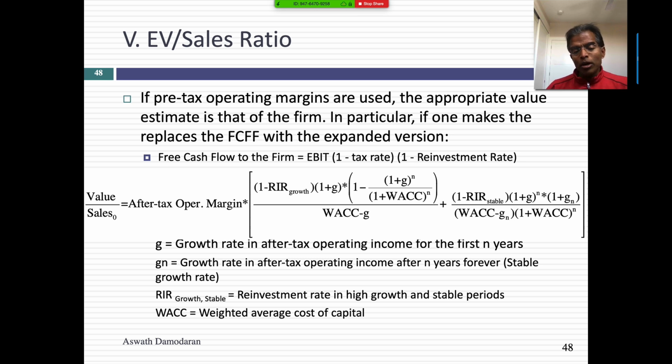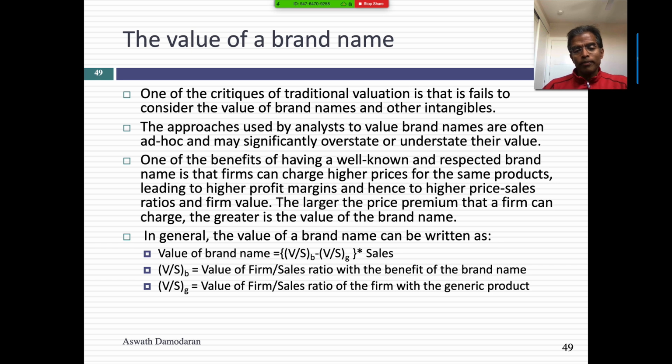So with every multiple, you're trying to extract the variables and find the variable that you should be most focused on when you use that multiple. Now I'm going to use the EV to sales ratio to try to answer a question that many people are interested in. In fact, in valuation, it often pops up after the fact. In what sense? You've done a valuation of a company. It has a brand name, and the company is convinced that the brand name has value. We don't know that. Every company claims to have a brand name value, and they come to you and say, we should have a higher value because we have a brand name.